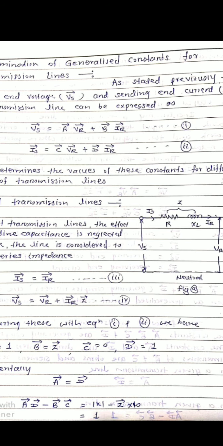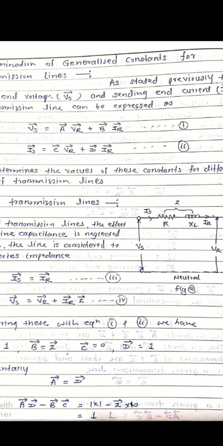You just have to observe the diagram, and from that diagram you have to know the values of IS and VS. After that, we compare these values with equation number 1 and equation number 2. Then you get the values of A, B, C and D. Just keep in mind that A is equal to D and AD minus BC. The same procedure will be followed for the next transmission lines, that is, the medium transmission lines.